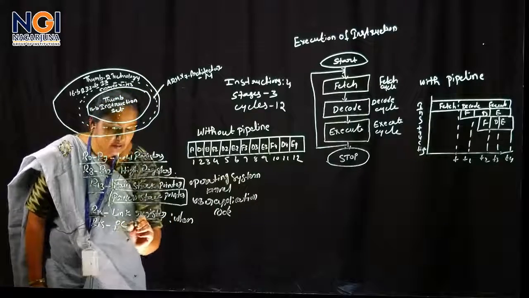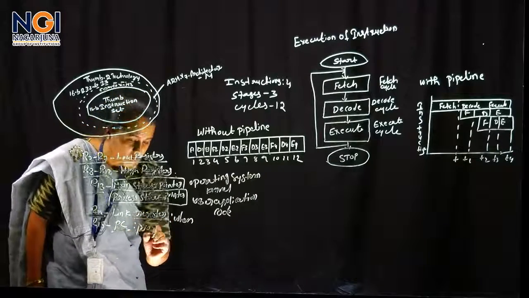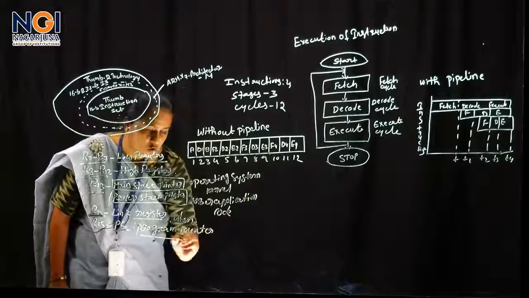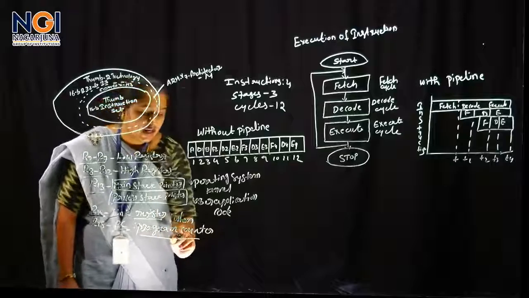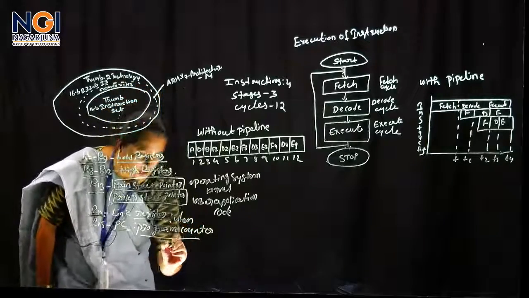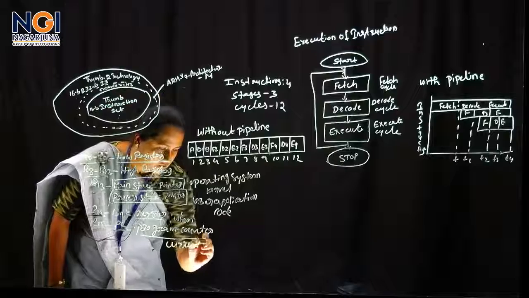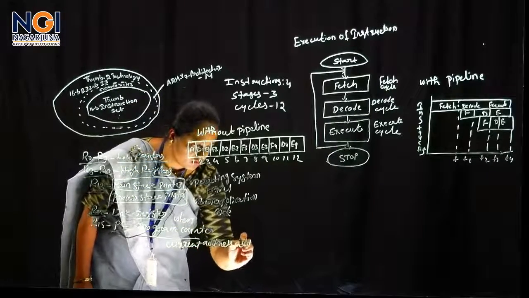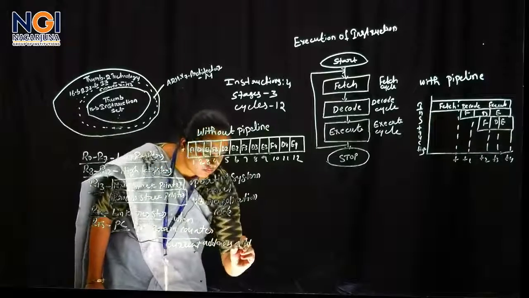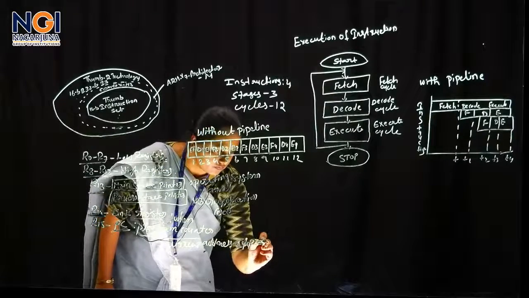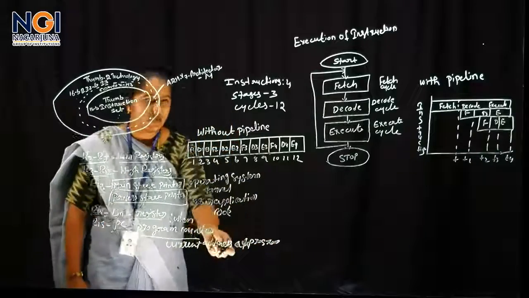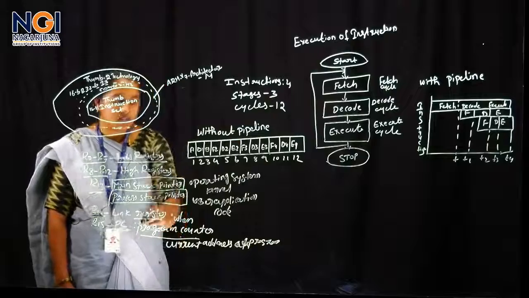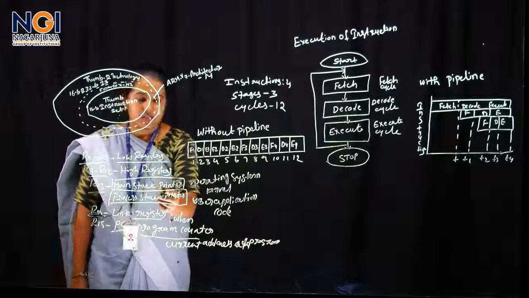And what is PC? PC is nothing but the program counter. What is the use of the program counter? It gives the current address of the instruction. This is the use of the program counter, and this is about all the registers of the ARM instruction set.